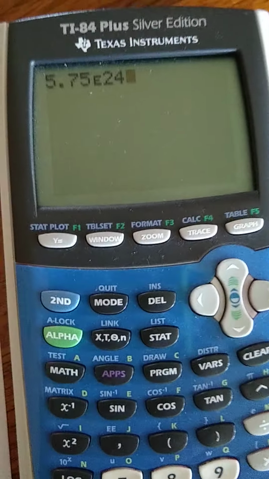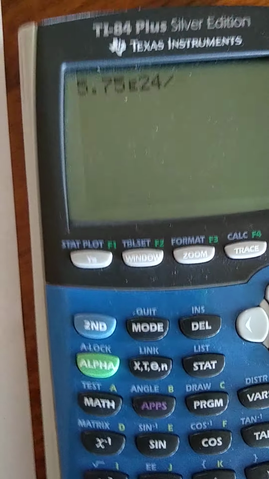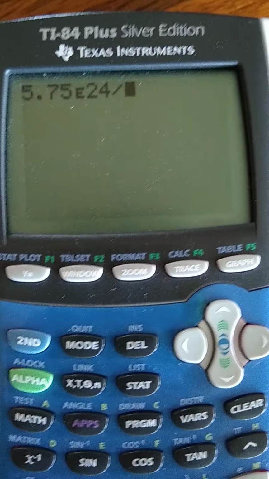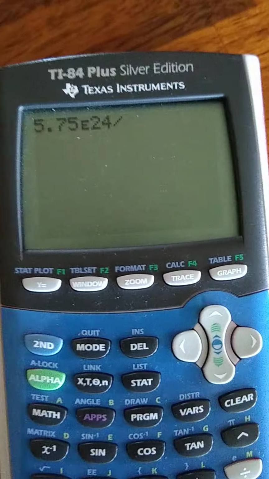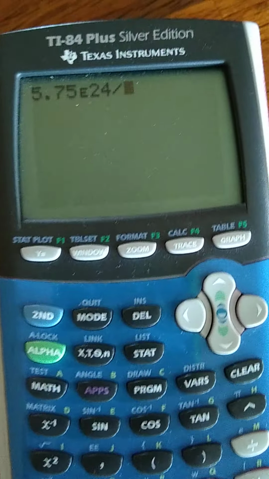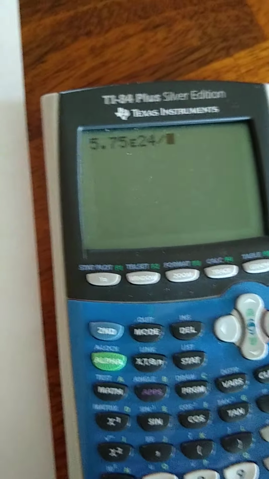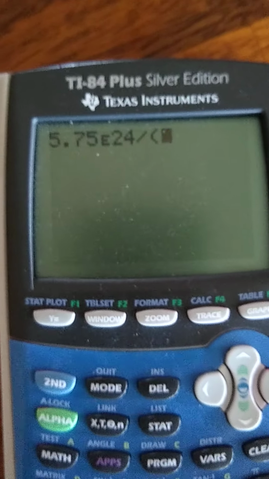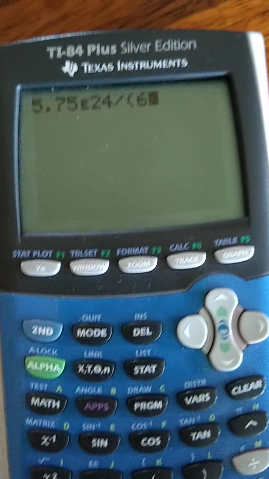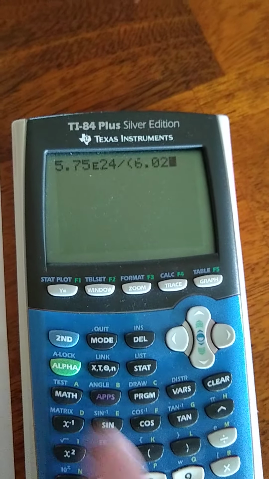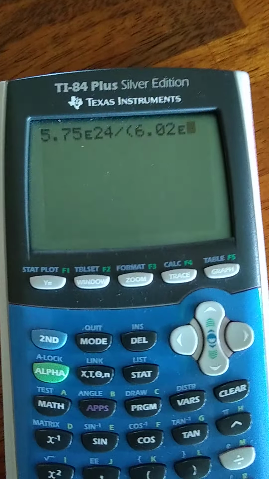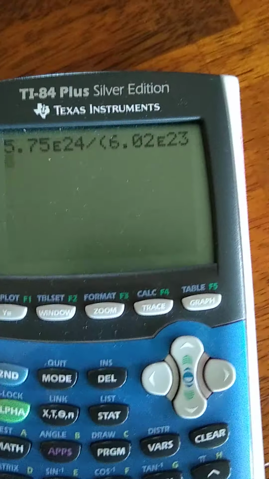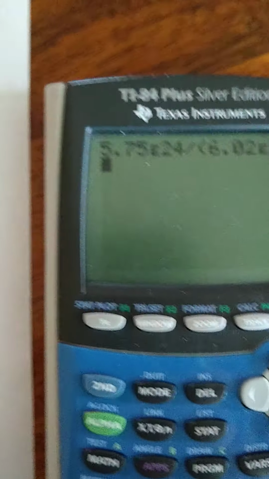And then I'm going to hit divided by. Depending on your calculator, you may or may not have to use the parentheses key. I'll just use it because it's a good habit to get into. So I'm going to hit the left parenthesis, and then I'm going to type in Avogadro's number, 6.02 to the 23rd power. And then don't forget to end your parenthesis.